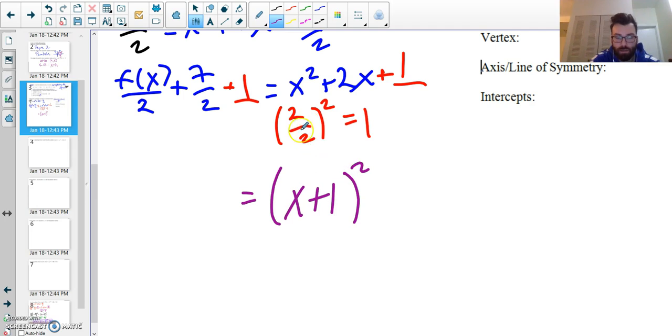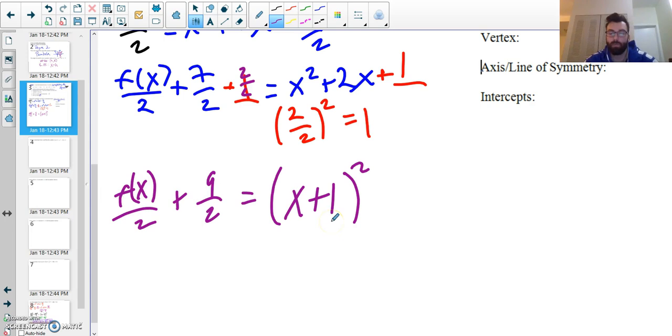Excuse me, it's a positive 2. 2 divided by 2 is going to be positive 1. Alright, some fraction work. 1 is just like 2 over 2. So really this is 9 over 2 plus f of x over 2. This by itself. So now, in the past, what would we do?